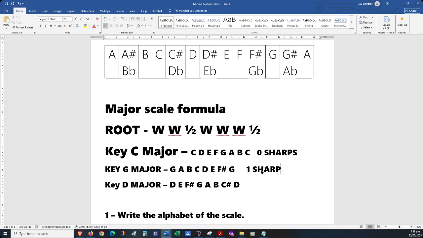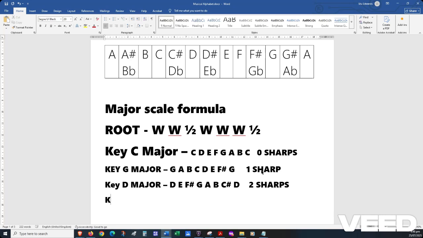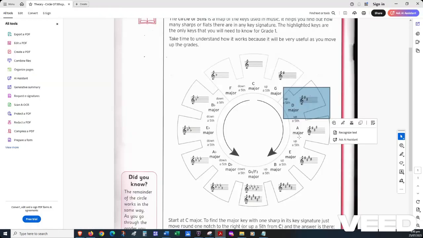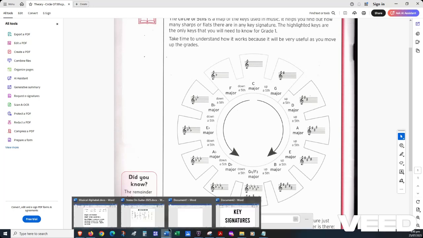So there's 1 sharp in the key of G. There's 2 sharps in the key of D. Now our next key, we're going to go 1, 2, 3, 4, 5. Note number 5 is the A. This is going to be the key of A major. We're going to check our circle of fifths. Yes, A is the next one in the circle of fifths.